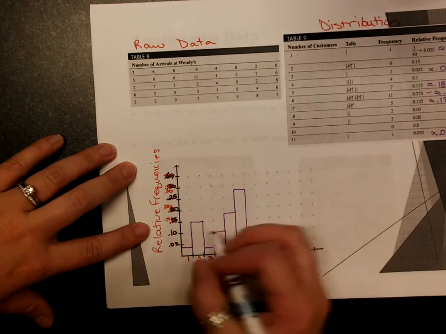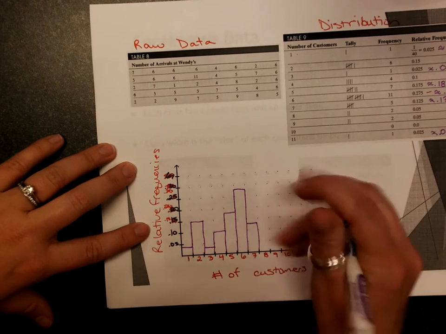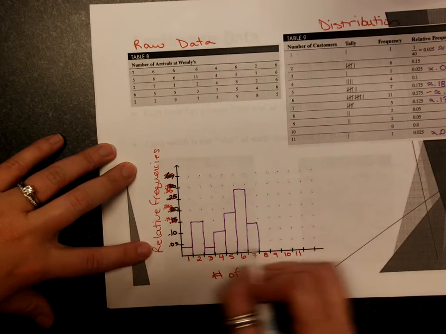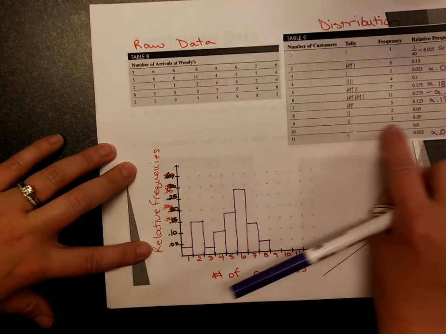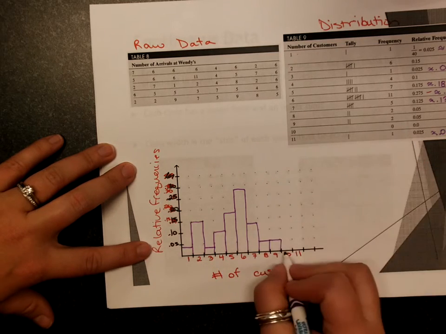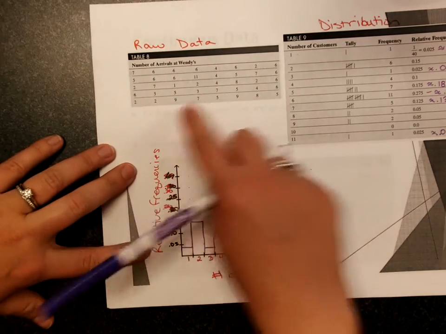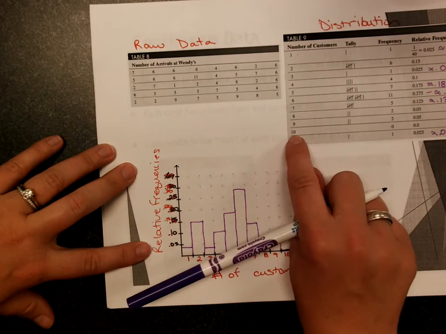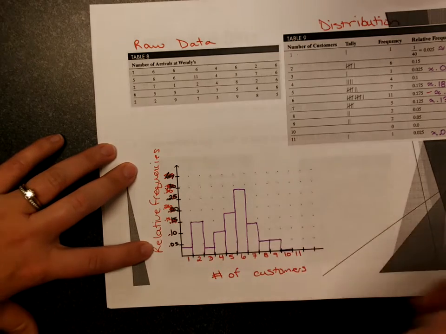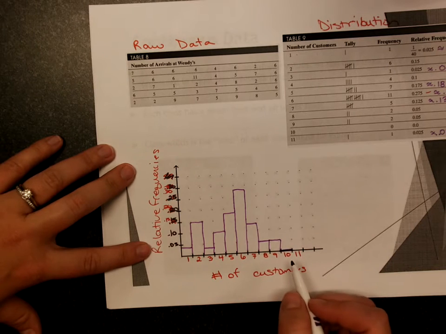7 gives us 0.13, 8, 0.05, 9 is also 0.05, 10 is 0, it's a big old blank spot. There was not a 10 in our raw data, but when we make our list, we can't skip 10. If we skip 10, it will throw off our histogram. So we just put a flat line at 10.